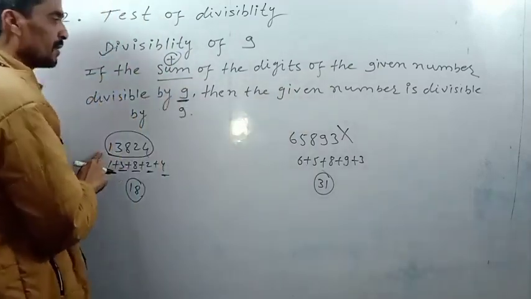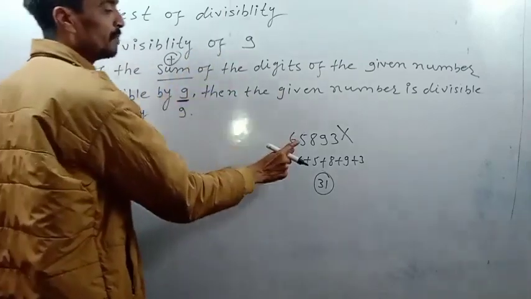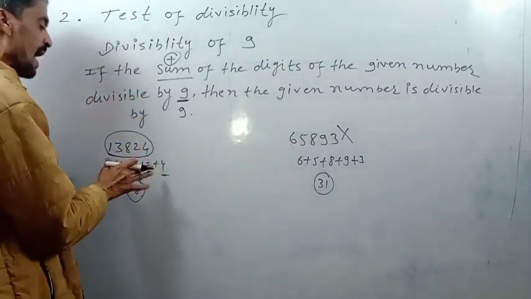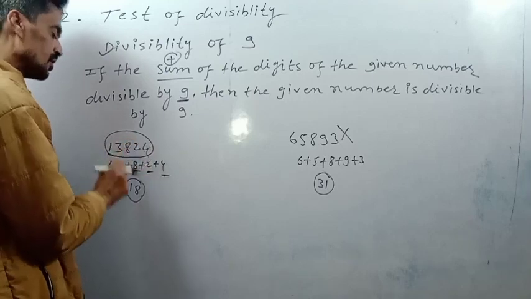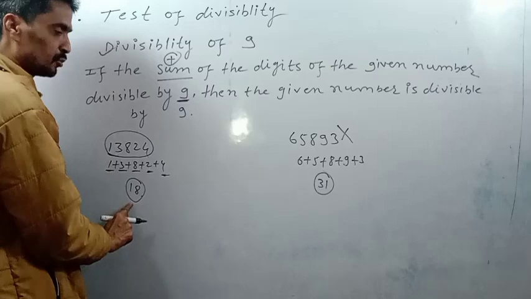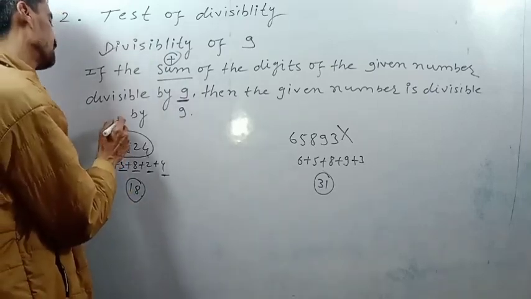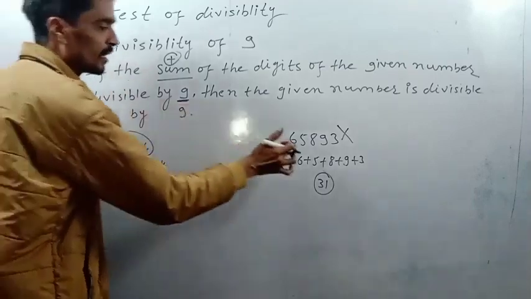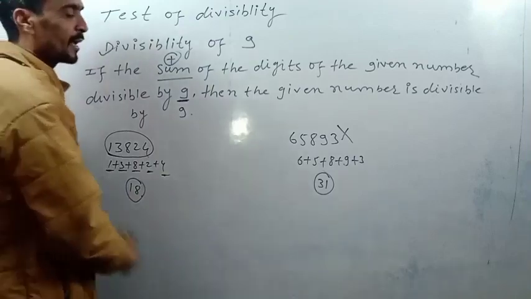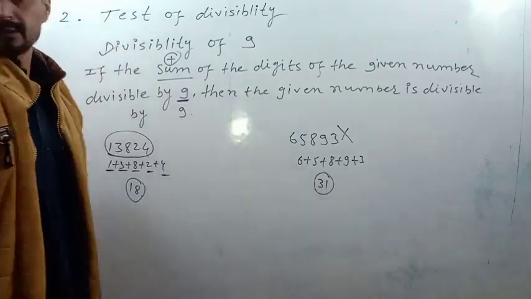So this number follows the divisibility of 9. This number does not follow the divisibility of 9, because when we have a number, we do the sum of the digits, and that sum needs to come to the 9's divisibility. Then that number will be divided by 9. So here and here we have checked. Here 9's divisibility is satisfied, but here it does not satisfy the 9's divisibility. So I think it is clear to you.